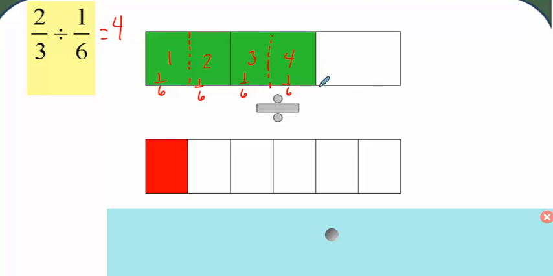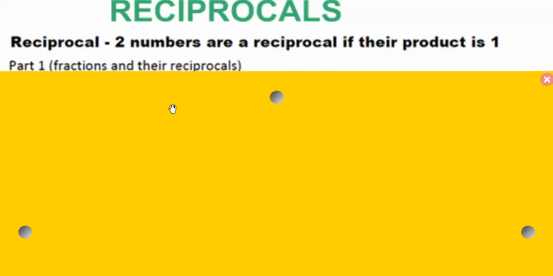Okay? But we don't want to have to draw pictures every time because that would be annoying. So let's figure out how we would go about solving this division problem without pictures. To start with, we need a vocabulary word. We need to know what the word reciprocal is.